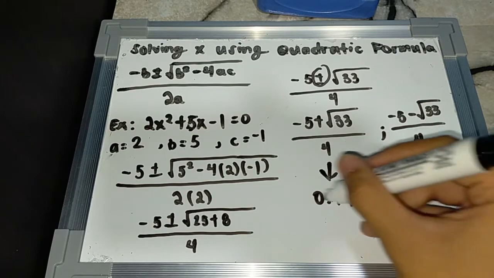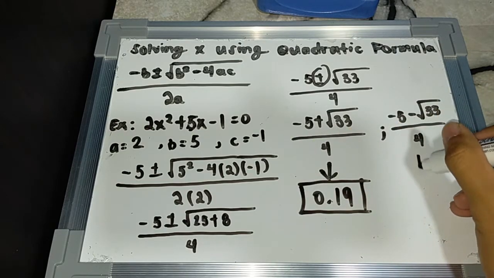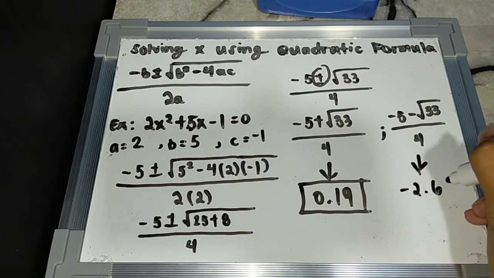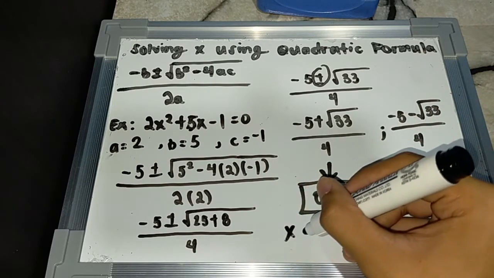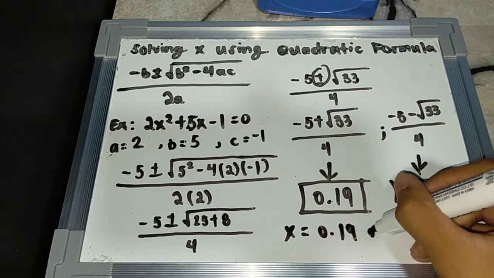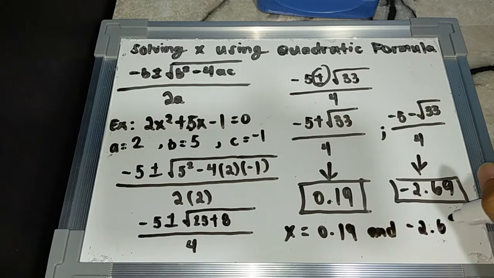For this, our answer would be 0.19, and our answer here is negative 2.69. Therefore, our values of x are 0.19 and negative 2.69.